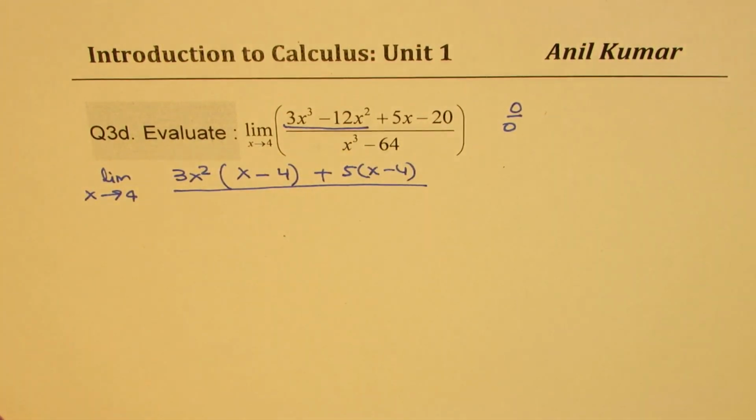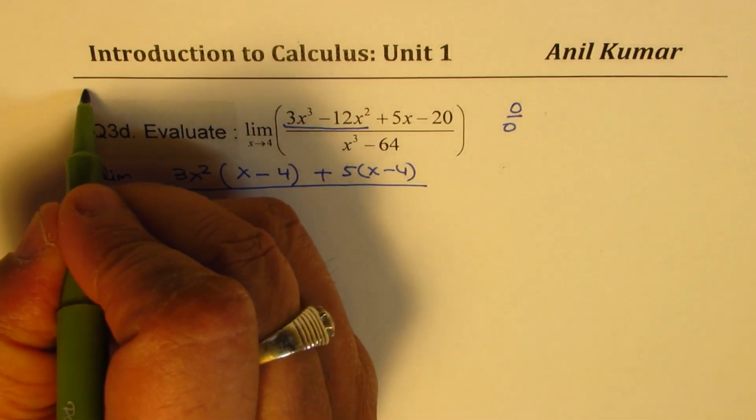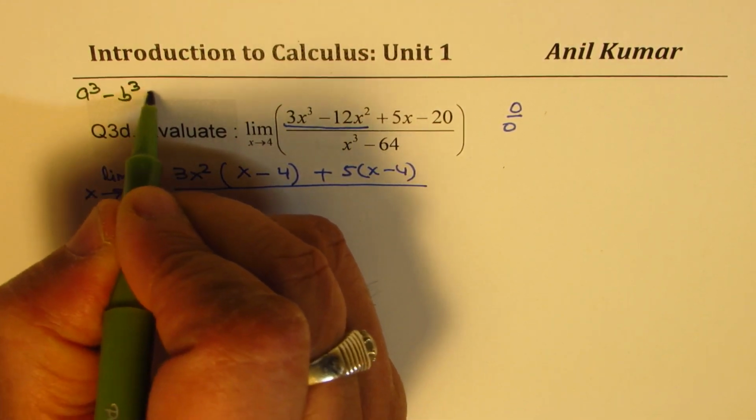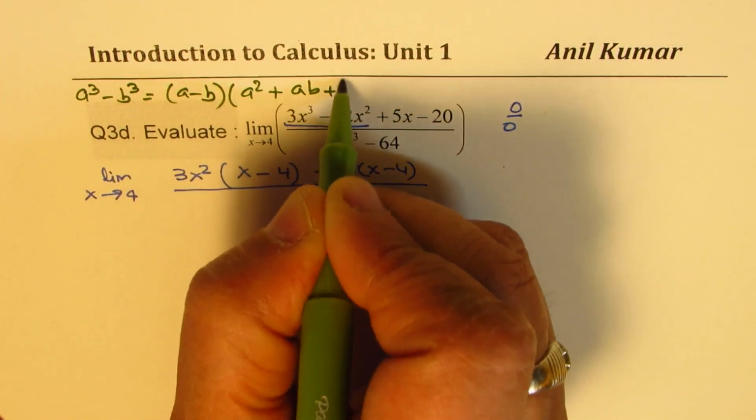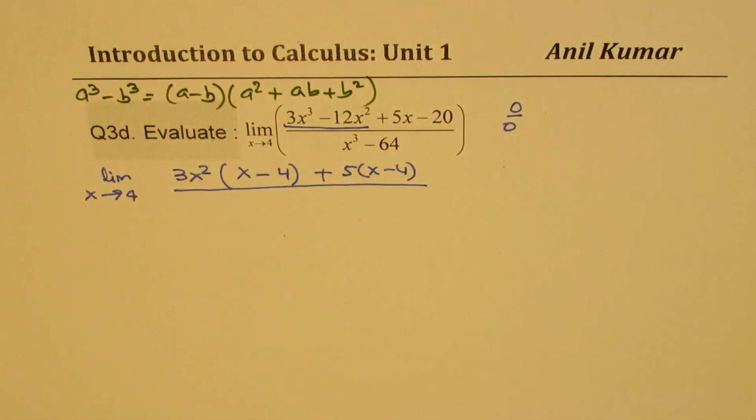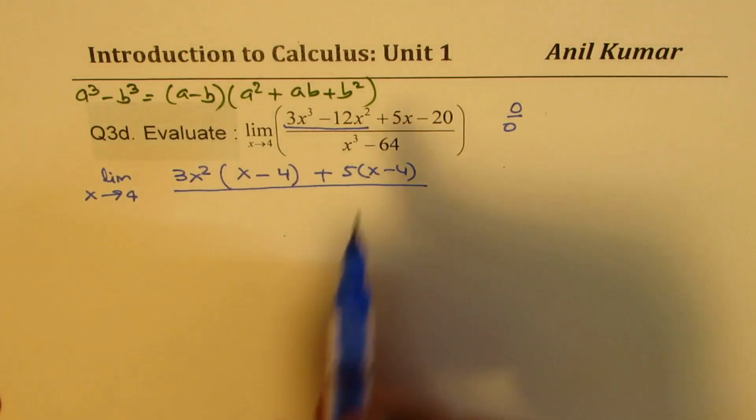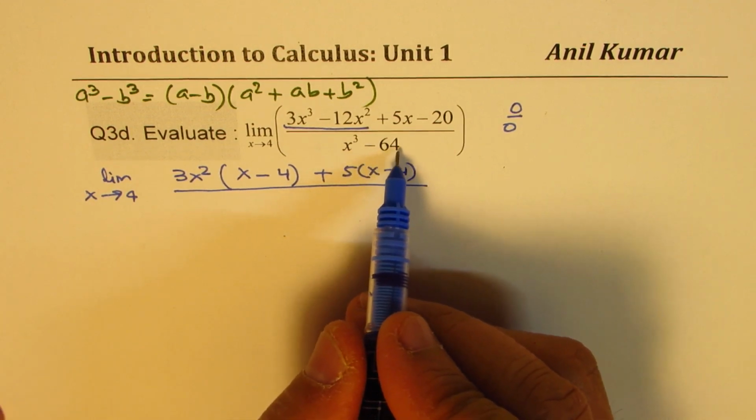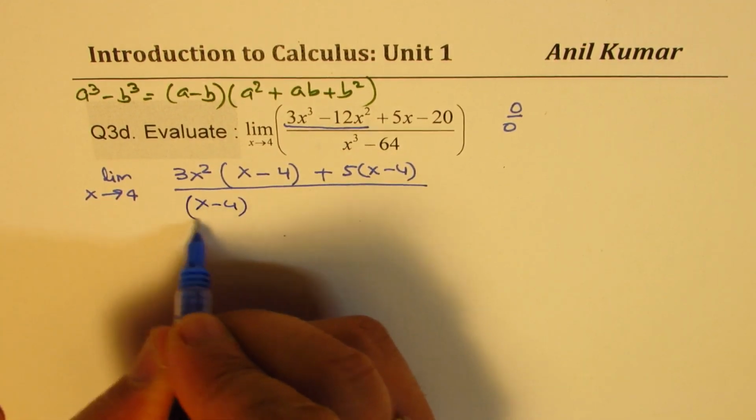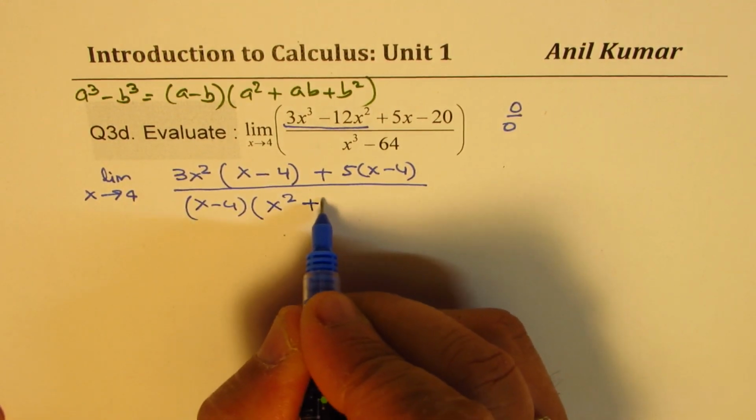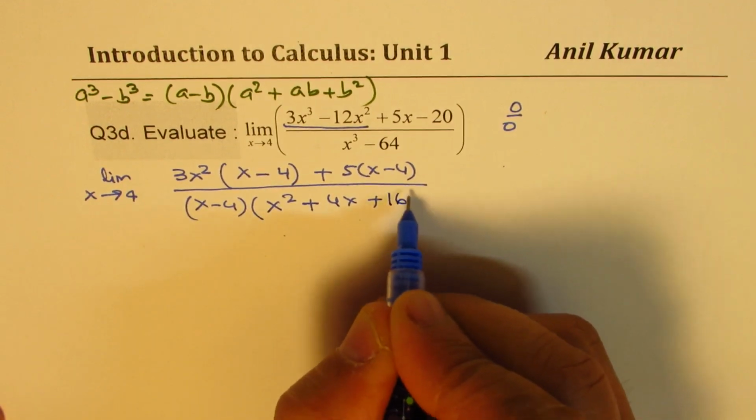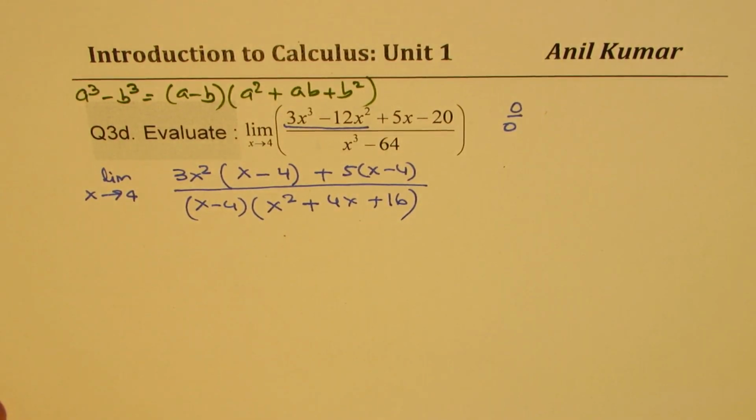So the a cube minus b cube formula will be applied. Let me write down here the formula for a cube minus b cube, which is a minus b times a square plus ab plus b square, correct? So that is the formula which we are going to use to factor it further. Now, b is 4, so we get x minus 4 times x square plus their product, which is 4x, plus the square of 4, which is 16. So that is your denominator, correct?